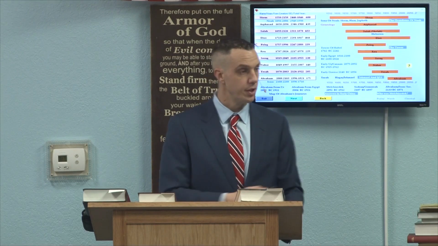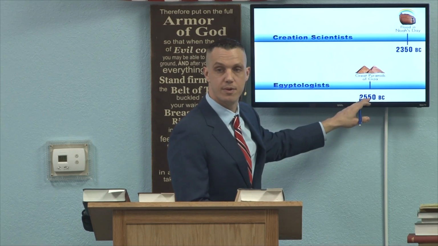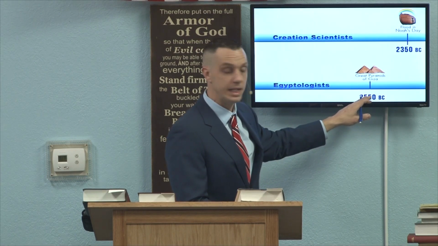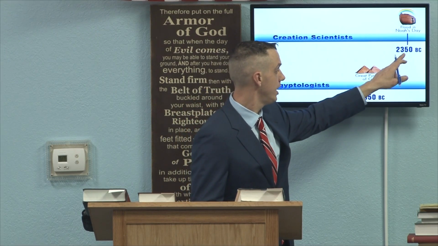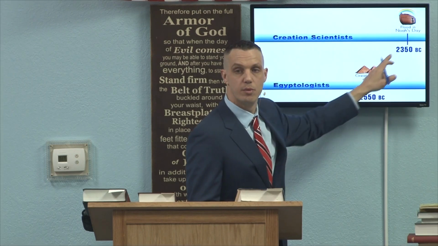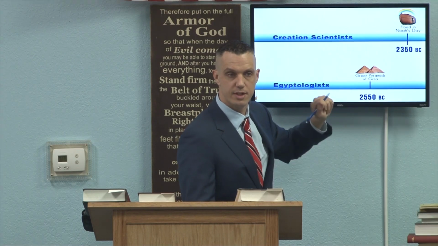So what about the pyramids? Well, according to Egyptian history and Egyptologists, the Great Pyramids of Giza were built around 2550 BC. Okay, now that's archaeological evidence, which puts them about 200 years earlier than the flood data the creation scientists put forth, right? So that's where they're getting this. If the pyramids were built here and if the flood occurred here, why are there not watermarks with significant water damage on the pyramids of Giza?